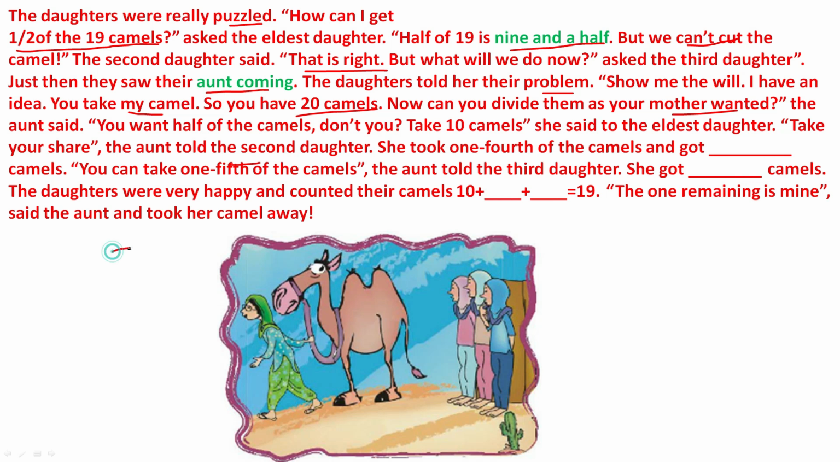So out of 20, half of the camels are to be given to the first daughter, the eldest daughter. Half of 20 is equal to 10. 20 divided by 2 is equal to 10 camels. So the first daughter will get 10 camels.